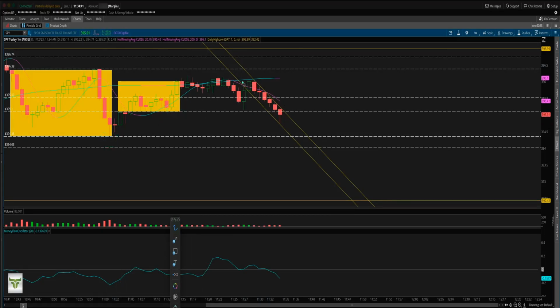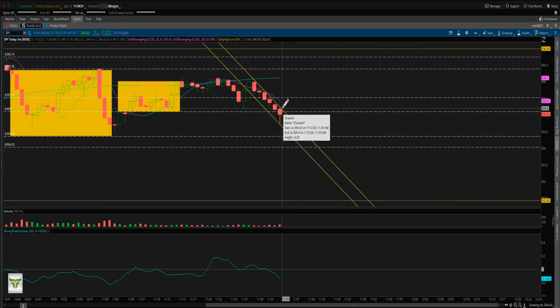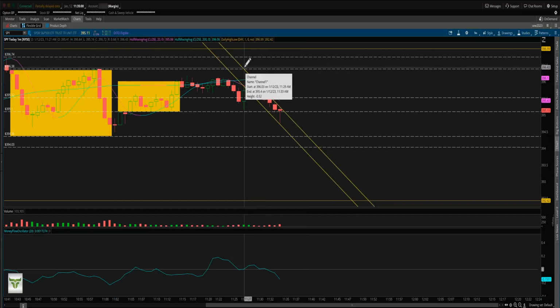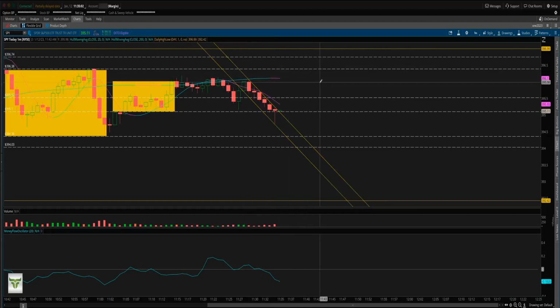Look at the channel I just drew. Look at what the algorithms are doing, right? I would have took that move, and I'm sitting in that channel. There's resistance, there's support. This is all happening in real time. Once you draw these channels and you draw these slopes, you know exactly what these algorithms are doing. So there was my out.